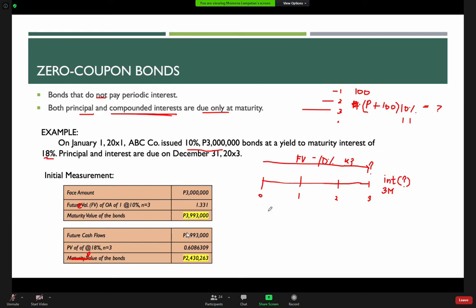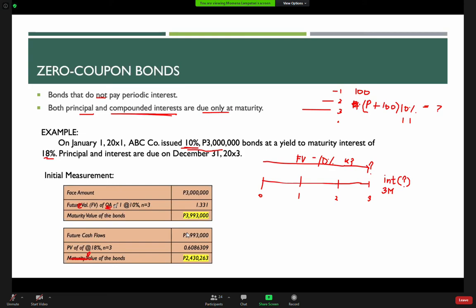Okay? So, I will no longer teach you how to compute the future value factor. You should already know that. So, future value factor of ordinary annuity of 1, because our interest is fixed, that is 10%, for annual interest, it is fixed. So, ordinary annuity is what we will use. Don't we use an annuity when the cash flow is equal? So, you are going to use the future value of ordinary annuity.